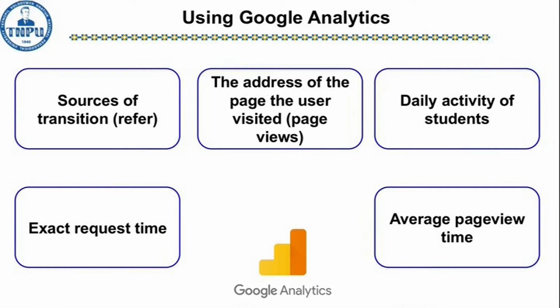The address of the page the user visited, like page views, information about visiting pages. This data allows you to determine which pages you visit most often, to determine in more detail the actions of students in the system, like performing tests, viewing or downloading studying materials, downloading tasks, etc.